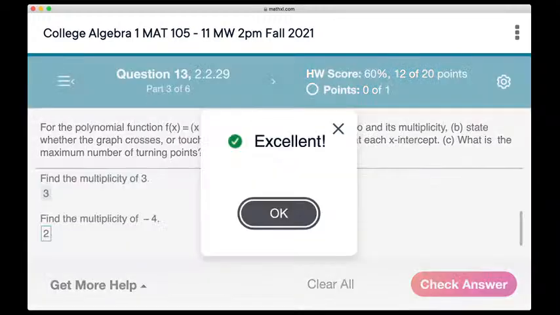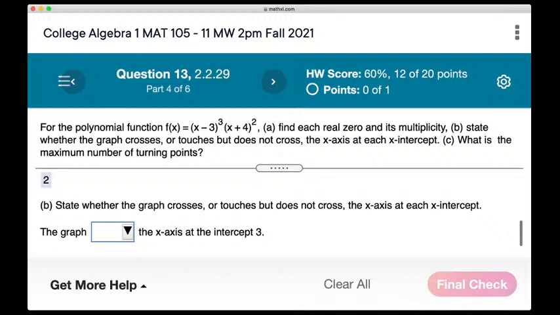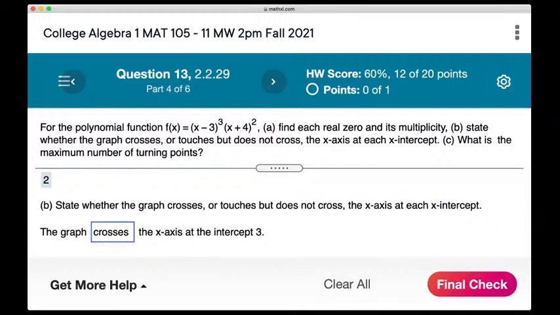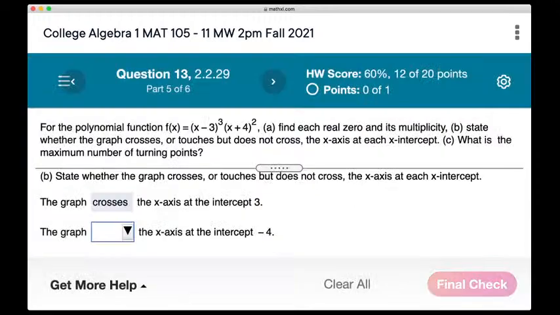So when x is 3, because it has an odd multiplicity, it's going to cross the x-axis. Because the -4 has an even multiplicity, it's going to bounce off the x-axis. It touches and turns back.